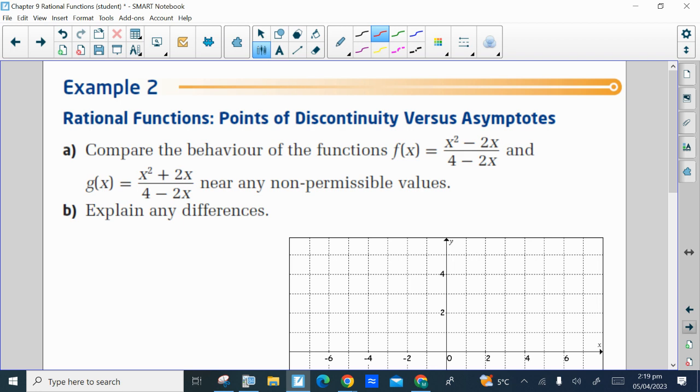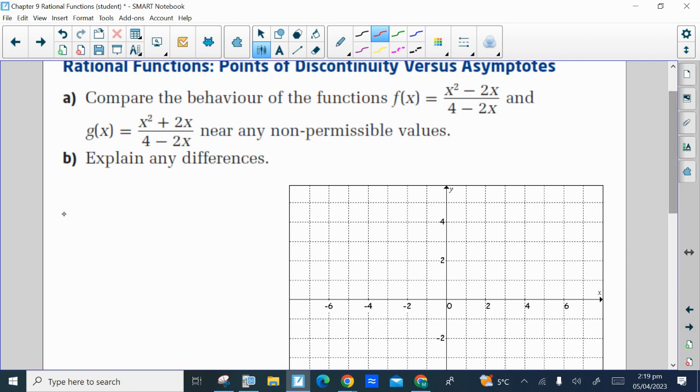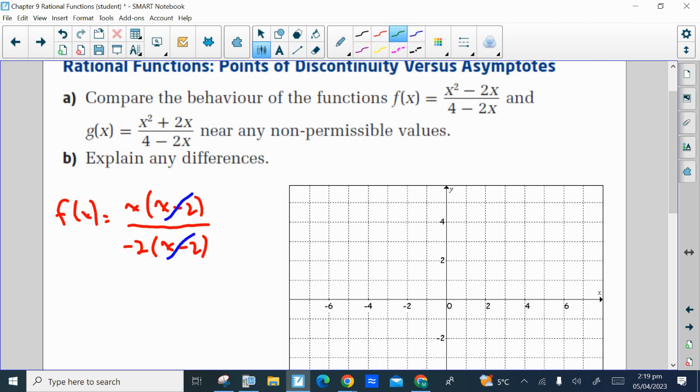So now we're going to compare these two functions. The only difference is that the numerator has the opposite sign in between. All the other terms are the same. So let's graph f of x. Again, the top, we have a factor of x. Take it out, you get x minus 2. If we take out a common factor of negative 2 on the bottom, we also get x minus 2. And then the x minus 2s will cancel. So that'll leave us with negative x over 2, or negative 1/2 x, but with the same restriction, and that is that x cannot equal 2.